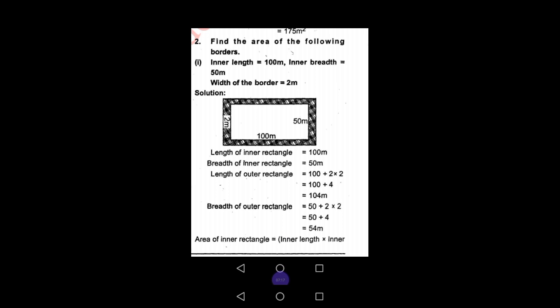Now find out the area of the inner rectangle, which is equal to the inner length into inner breadth. Putting the values in the formula, 100 multiplied by 50, we get 5000 meters square. Area of the outer rectangle is equal to the outer length into outer breadth. Outer length is 104 and outer breadth is 54. When we multiply these values, we get 5616 meters square.